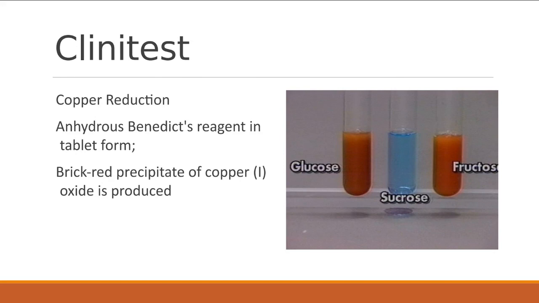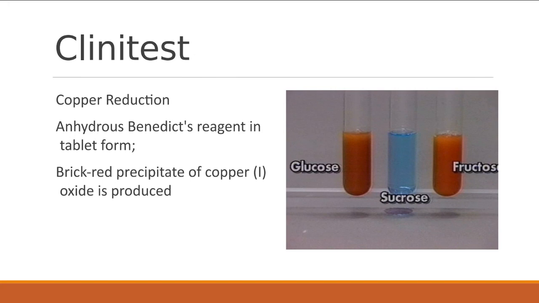So this is a copper reduction. There are several different reducing substances, not just glucose. You have things like galactose, fructose, pentose, lactose. So there's lots of different oses. It turns a brick red precipitate when the oxide is produced.